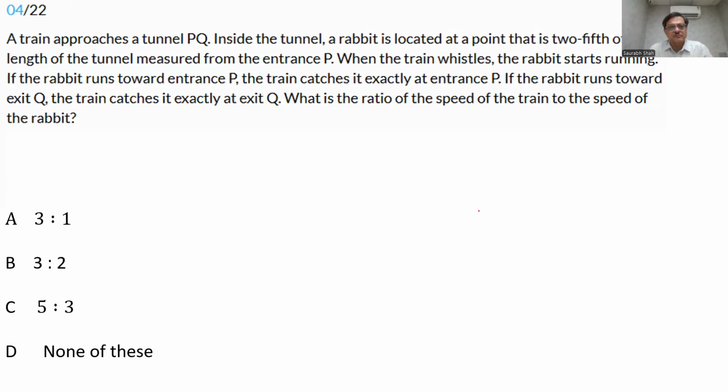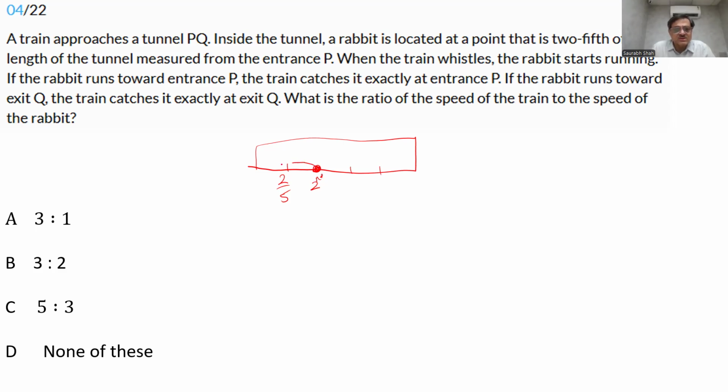Moving on to question number 4, a very simple question, a very simple approach. In the tunnel, the rabbit is somewhere such that this distance is 2 by 5th. So obviously this distance is 3 by 5th. Divide the tunnel into 5 parts. The rabbit is at the second part.